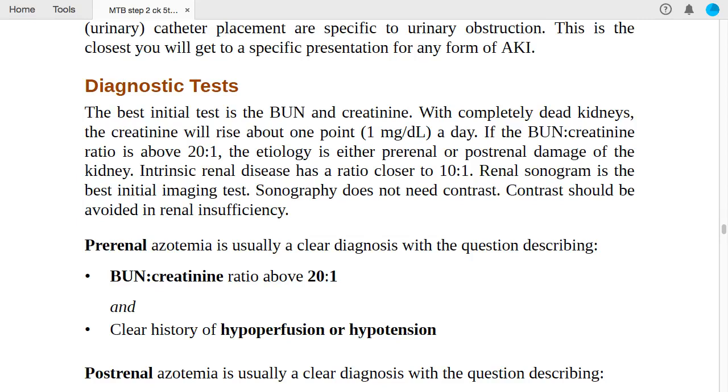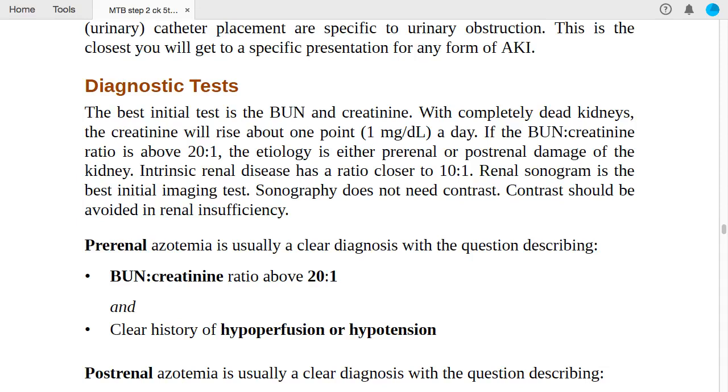If the BUN and creatinine ratio is above 20:1, the etiology is either pre-renal or post-renal damage of the kidney. So whenever there is a 20:1 ratio of BUN and creatinine, you will say this is pre-renal or post-renal. If it's a case of intrinsic renal disease, it should have a ratio closer to 10:1. So 10:1, it should be intrinsic one. 20:1, it may be pre- or post-renal.